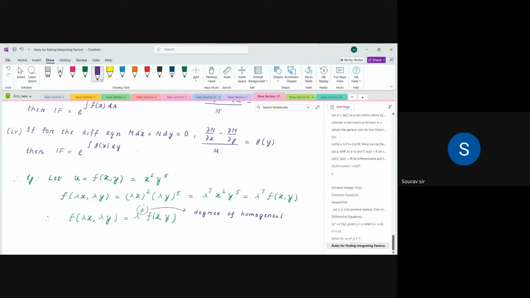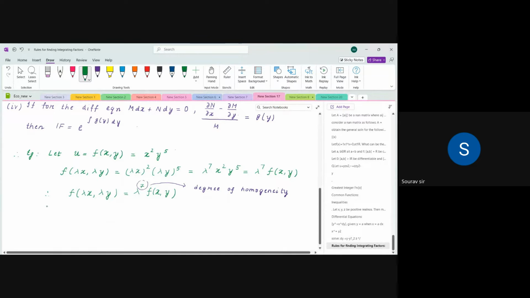Okay. The idea of a homogeneous function is basically: if you change x and y in the same proportion, lambda in this case, then by what proportion does the functional value change? Here, if you are changing x and y by the proportion lambda, then the functional value changes by lambda raised to the power 7. So the degree of homogeneity of this function is 7. Okay, got it?